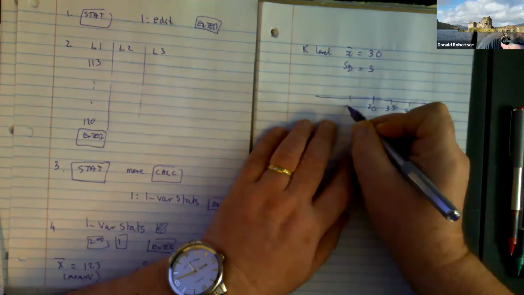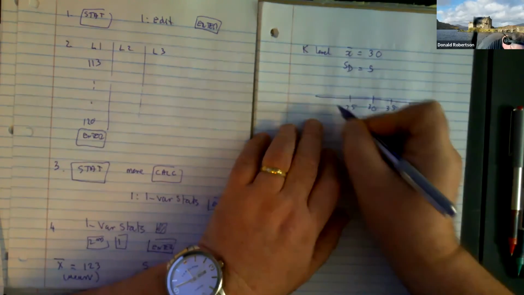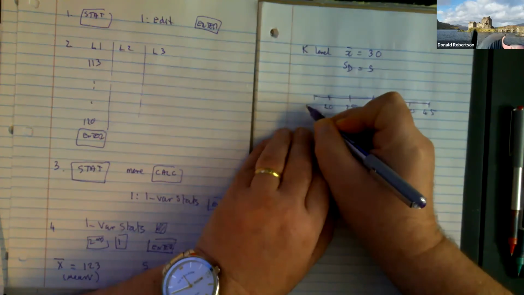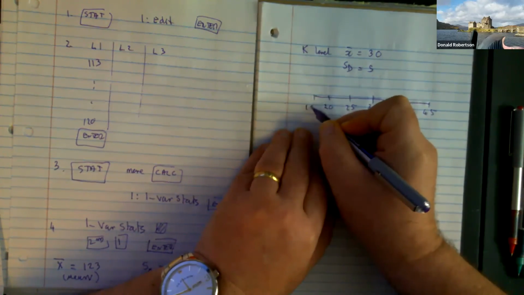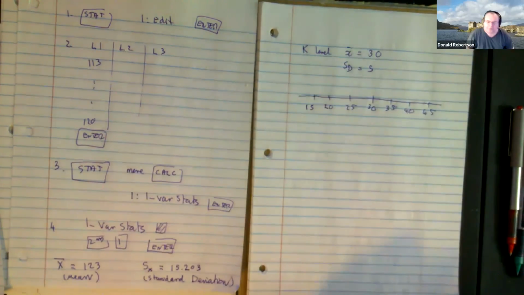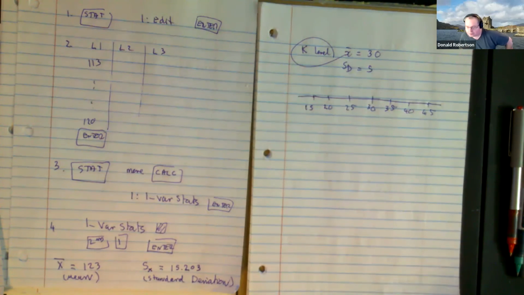And I'm setting up that 68, 95, 99.7 row. Okay. I'm going to show you how this rule gets used in a practical sense.